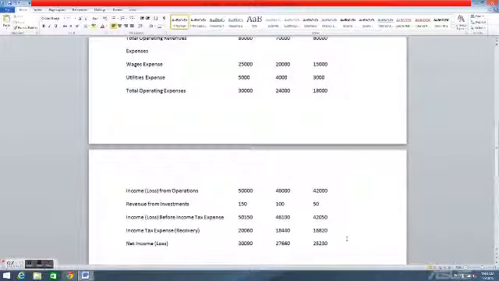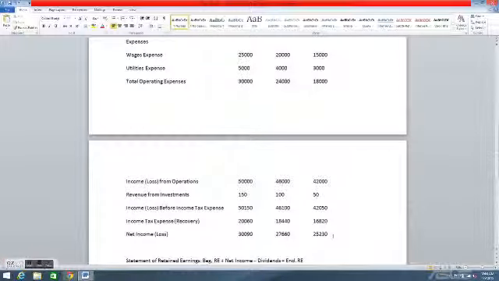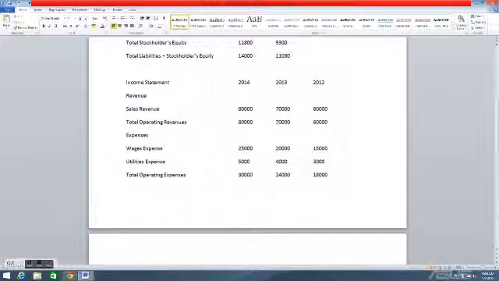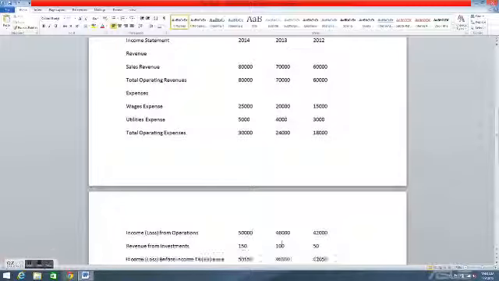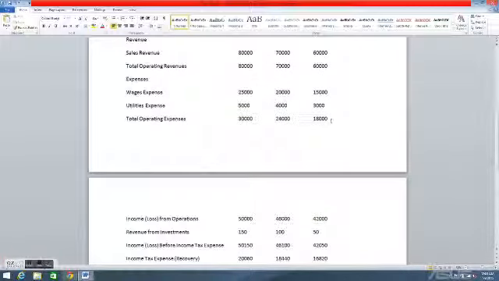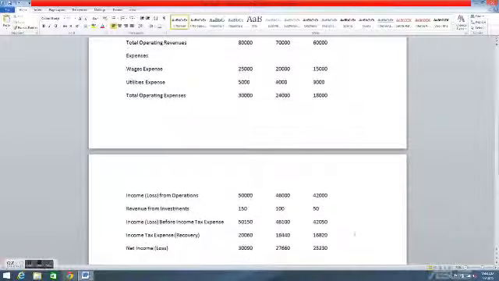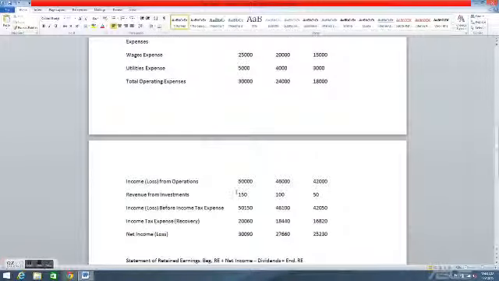And the multiple-step income statement is useful for comparing trends in a company's revenues, expenses, and net income over multiple periods. And you can see here that net income increased from 2012 to 2014. Operating revenue increased, and operating expenses increased as well, and peripheral revenues increased.